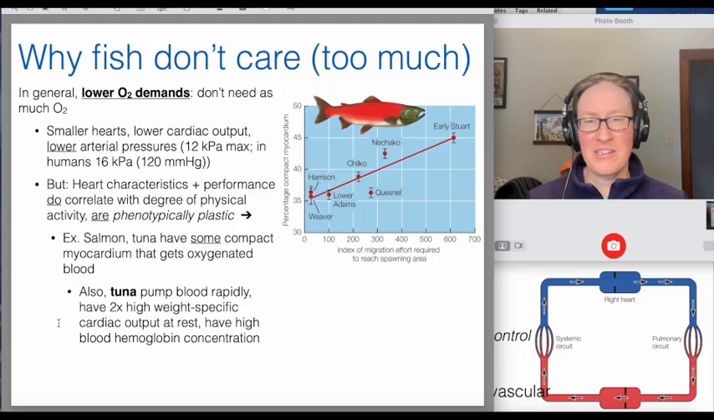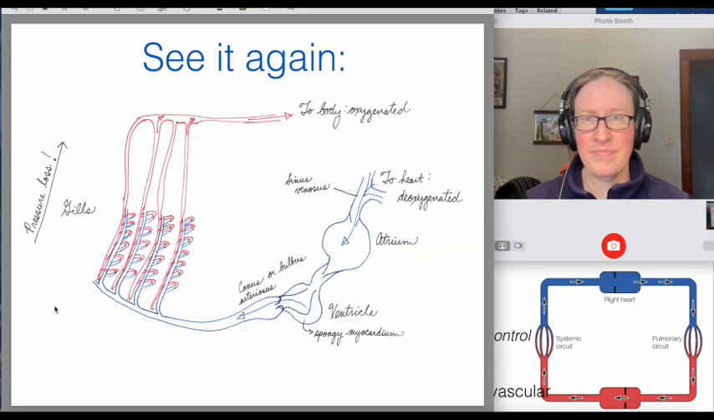So tuna tend to pump their blood rapidly. They have twice as high of a weight-specific cardiac output at rest, and they have a higher blood hemoglobin concentration. So clearly there are still strong selective pressures in fish for effective oxygen delivery.